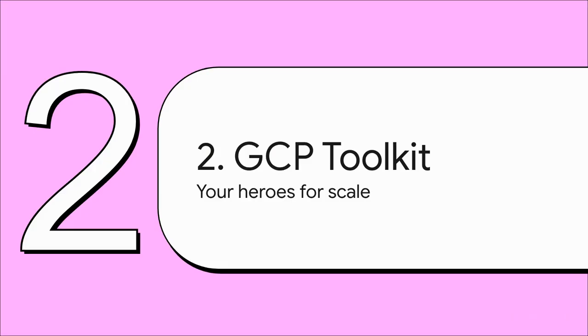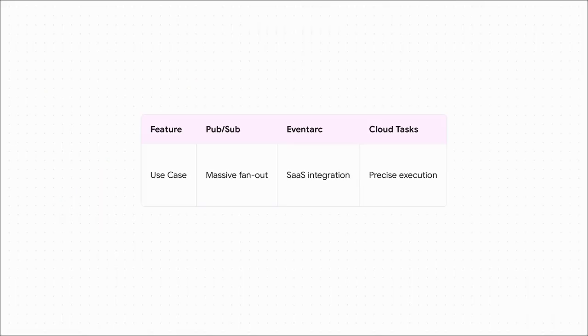Moving on to Section 2. Let's look at the GCP integration toolkit. Basically, your heroes for scale. So let's introduce the specific tools that are going to cleanly separate their best use cases. First up, we've got Pub/Sub. Now this is your heavy lifter. It handles massive scale fanout, which means a single event can be broadcast simultaneously to dozens of different microservices globally.